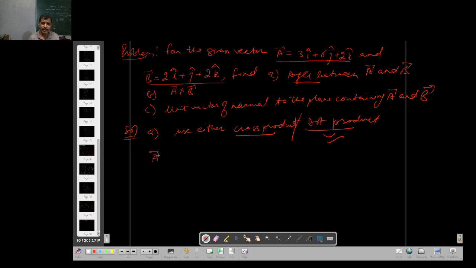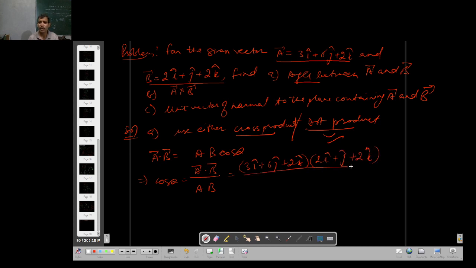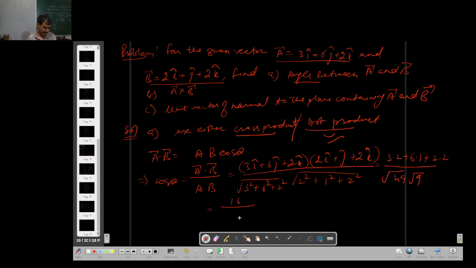As I know, A dot B is equal to AB cos theta, so cos theta is equal to A dot B upon AB. So it is (3i cap + 6j cap + 2k cap) dot (2i cap + j cap + 2k cap), divided by their magnitudes: square root of 3 square plus 6 square plus 2 square, and square root of 2 square plus 1 square plus 2 square. So it's basically 3 into 2, 6 into 1 plus 2 into 2, divided by square root of 49 and square root of 9. So it is 16 upon 7 into 3, so 16 over 21.